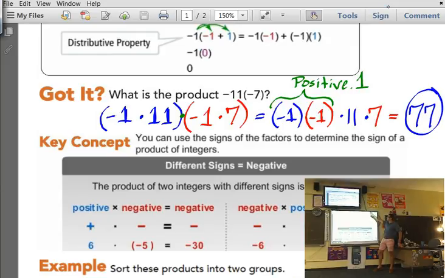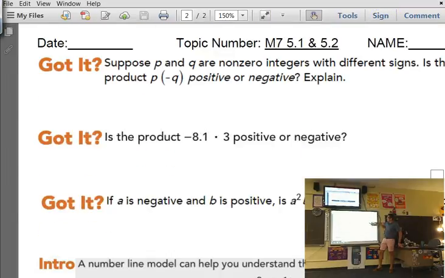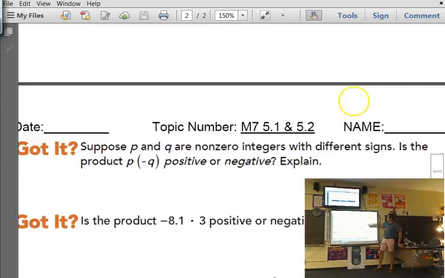Come on, capture. Come on, capture. All right, so any other questions from the front?